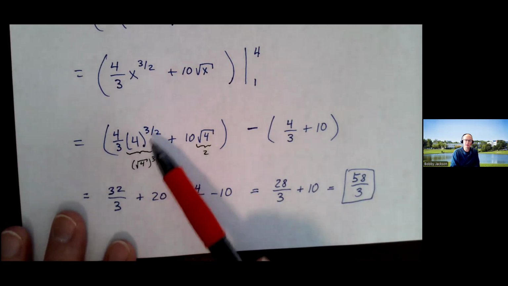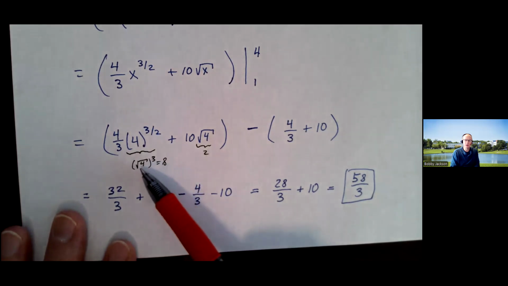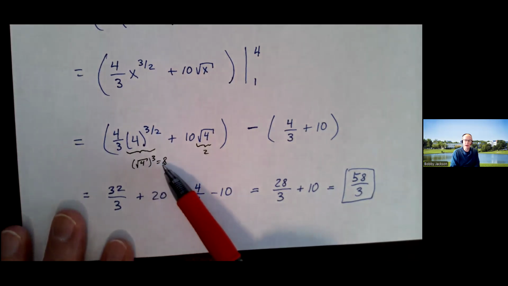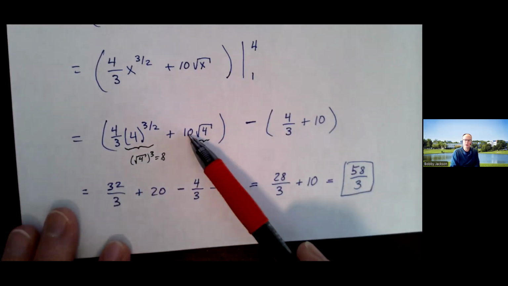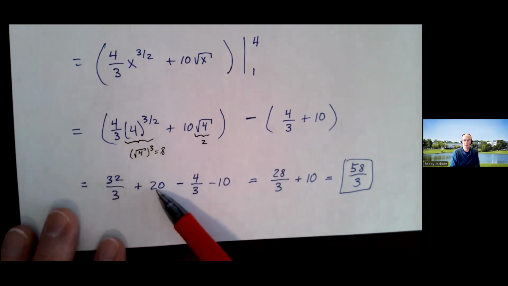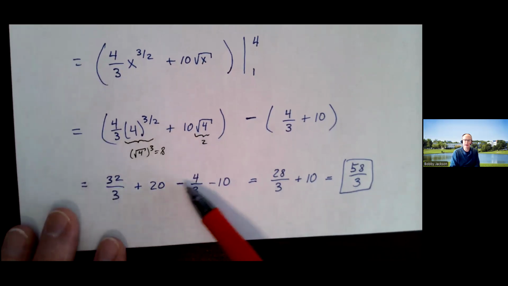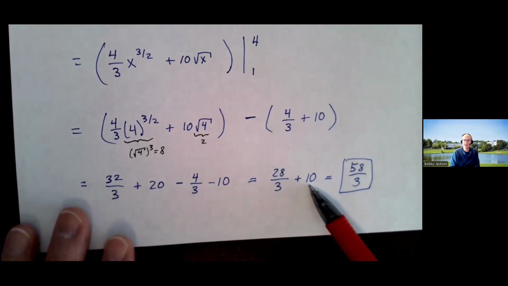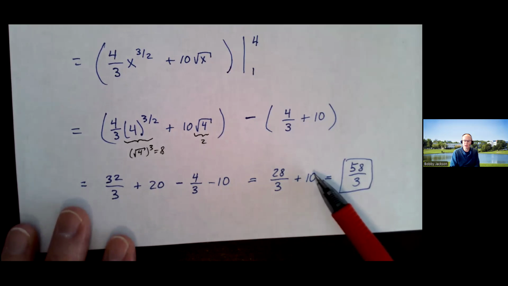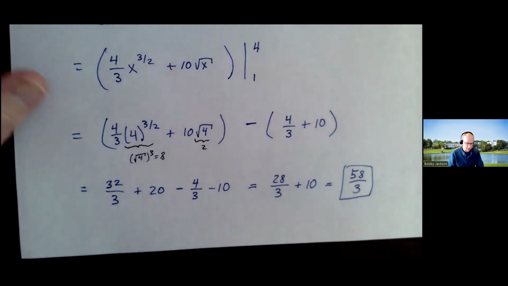Notice 4 to the 3/2 power. That's the square root of 4 cubed. That will be 2 cubed, or 8. So 8 times 4/3 is 32/3. Square root of 4 is 2, and so 10 times 2 is 20. 32/3 minus 4/3 is 28/3. 20 minus 10 is 10. And then I can add 28/3. 10 is 30/3. 28 plus 30 is 58/3. So there is the result.